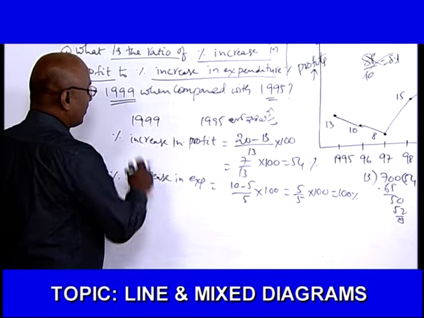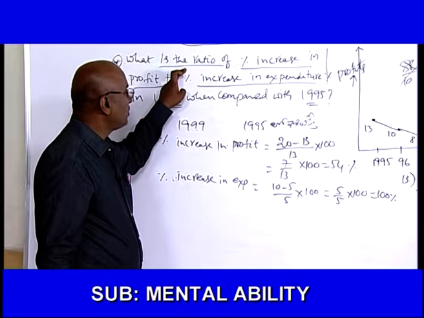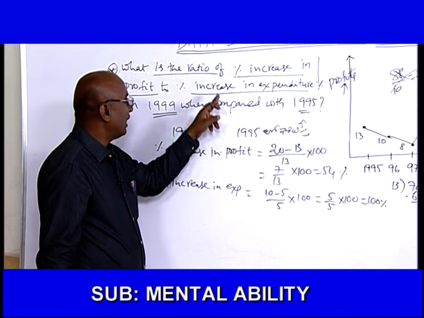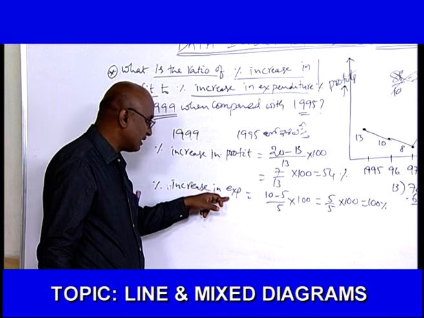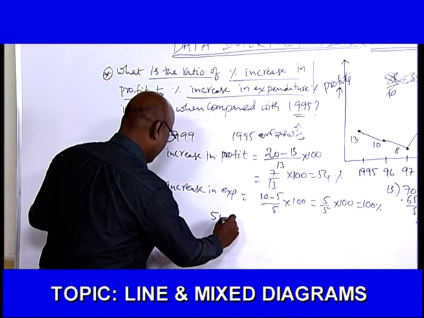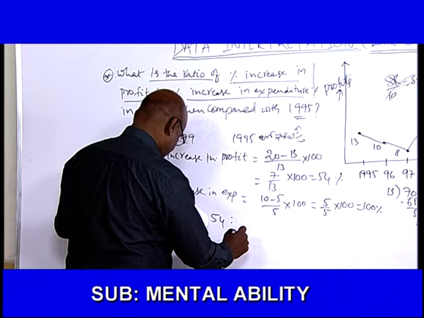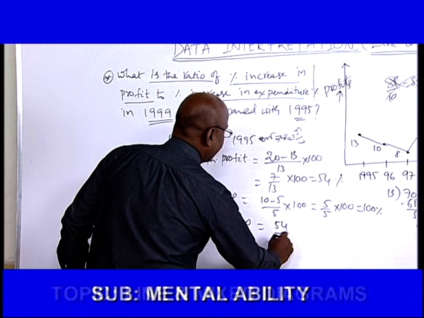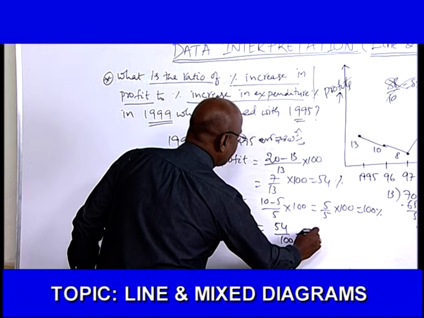So what we have to find now? The ratio of percent increase in the profit, this value, and percent increase in the expenditure, this value. The ratio of these two things, that is 54:100, that is equal to 54 by 100, that is equal to 0.54.